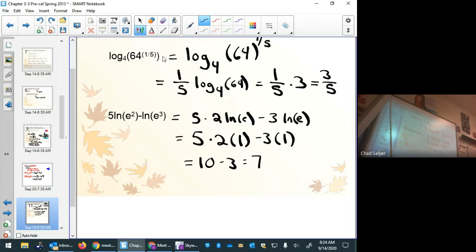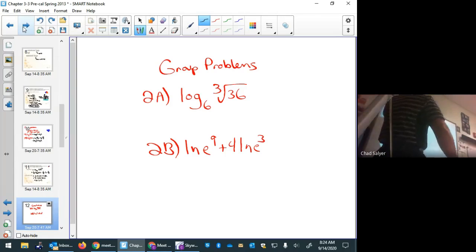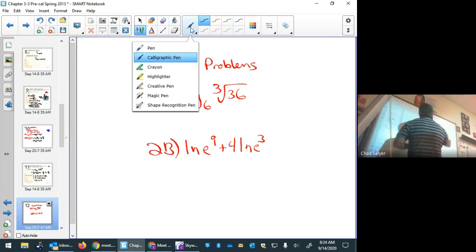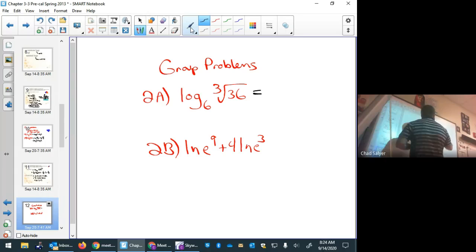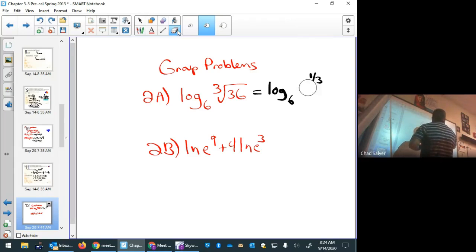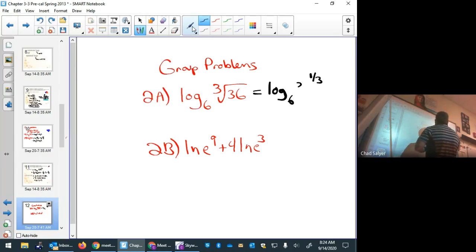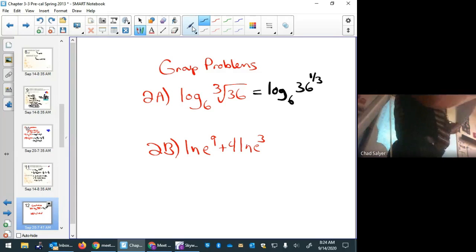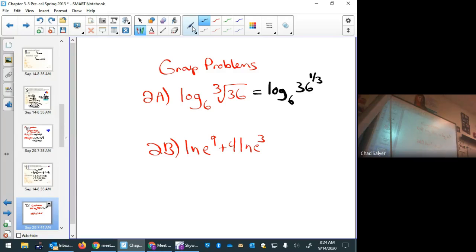All right, so here's one for you guys. We'll give you a hint for this first one. The third root is also to the 1/3 power. So see if you can use those same properties to rewrite this as a simpler expression.